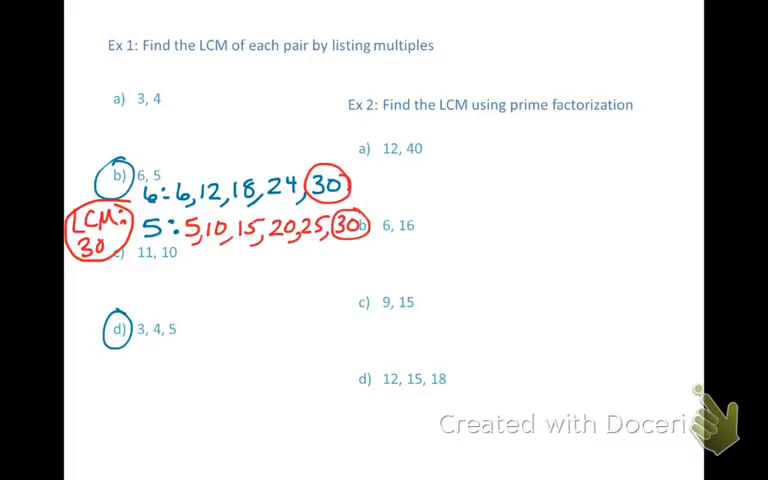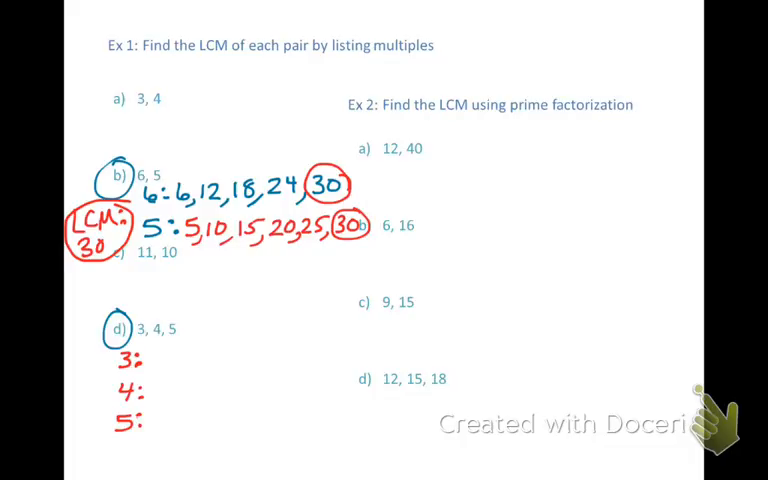So, alright, we're going to do B and D, and I did B already. You take your biggest number, and I always do the biggest number first, and I find the multiples until you think the second number or third number will go into it. So you have 6, 12, 18, 24, and 30. And I know 5 can go into 30, so then I check and see if there's anything sooner than that, and nothing helped. So your least common multiple is 30. So I'm going to do that with D.